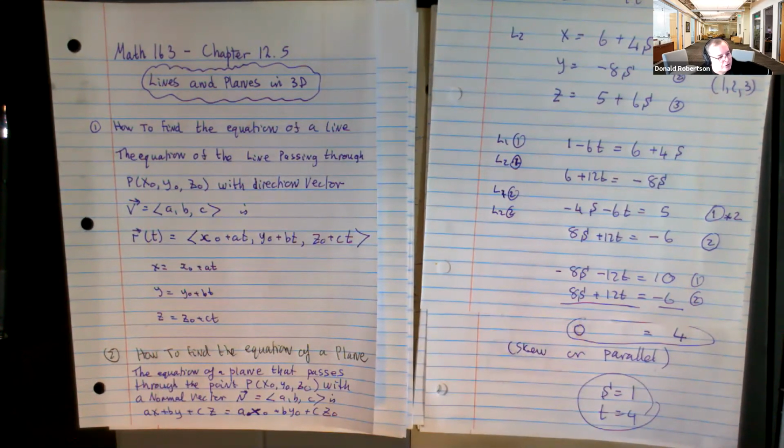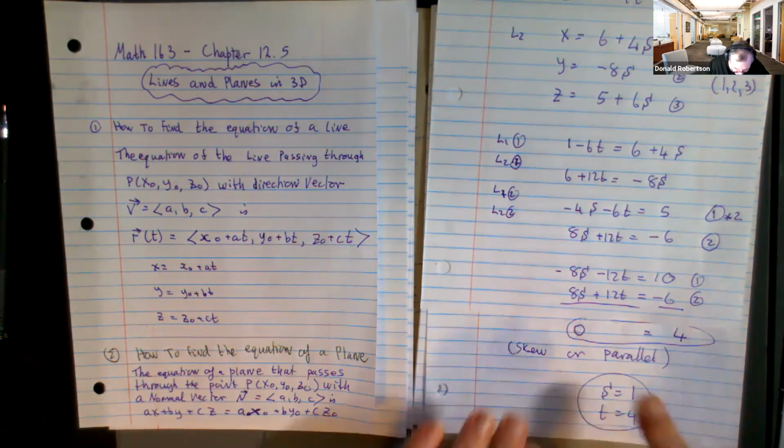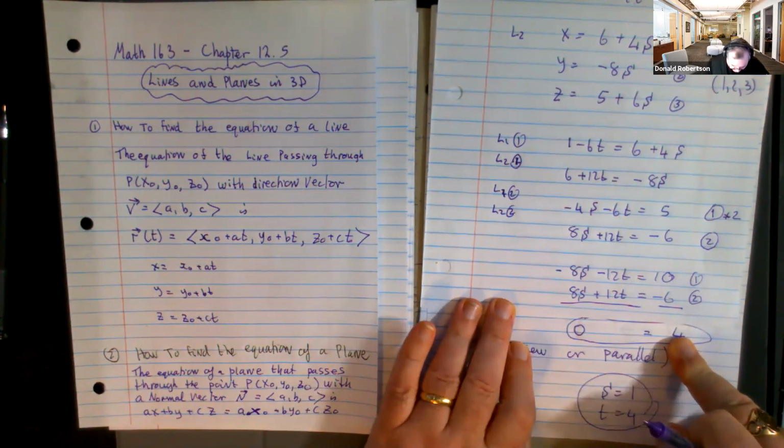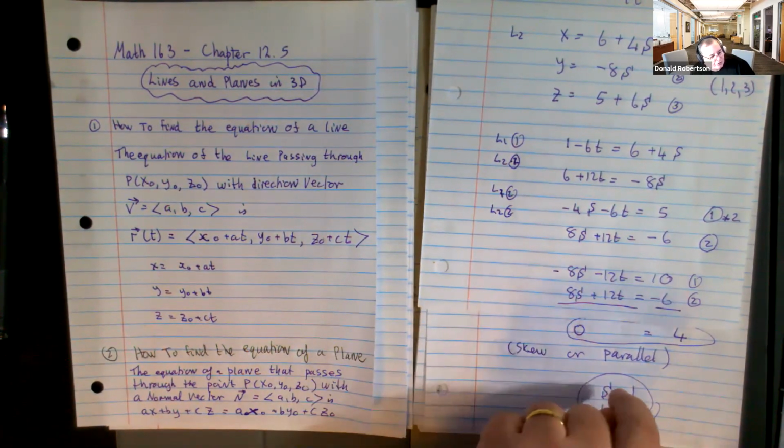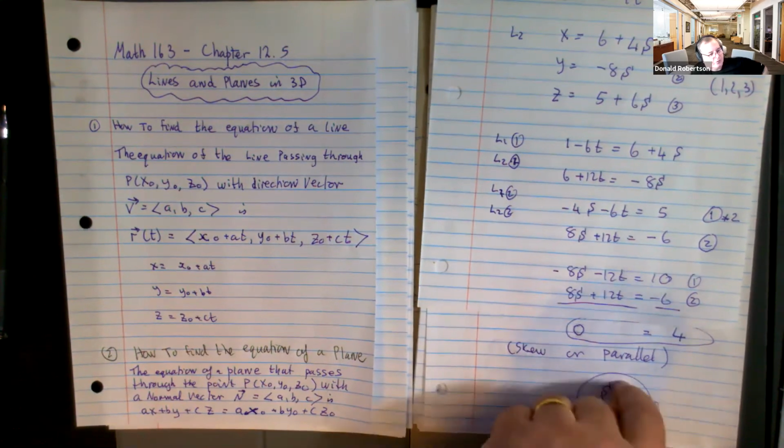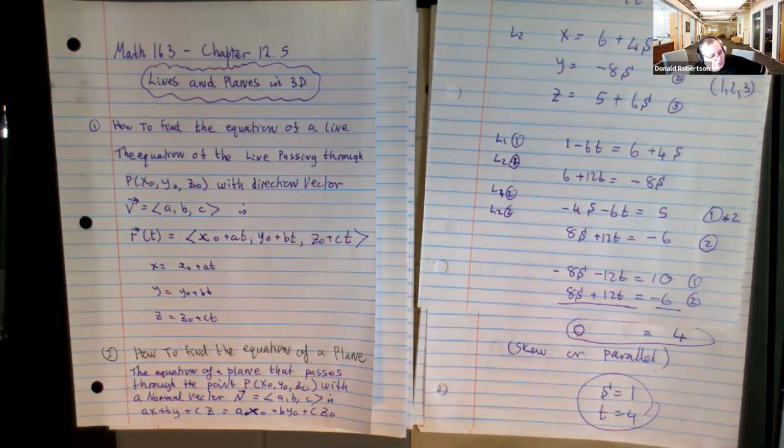So do you see how skewed could be hidden in two different ways? It could be hidden in the 0 equals 4 situation, but couldn't it also be hidden in the solution s equals 1, t equals 4 situation? So the skewed is a sneaky bugger because it could happen in more than one way.